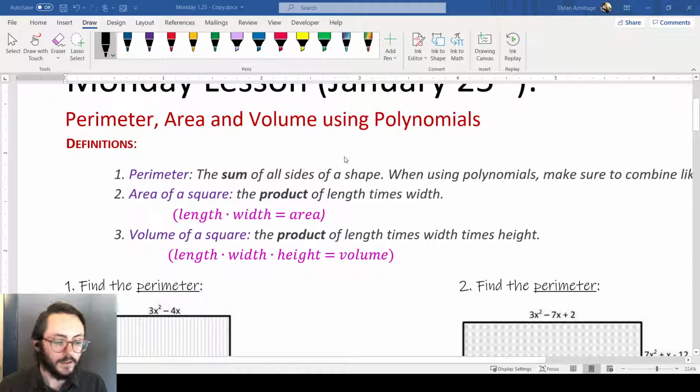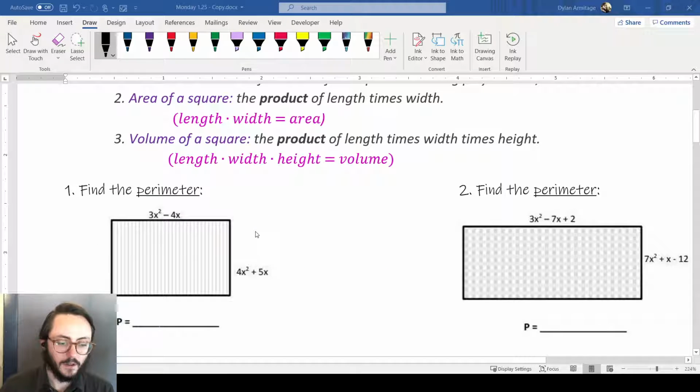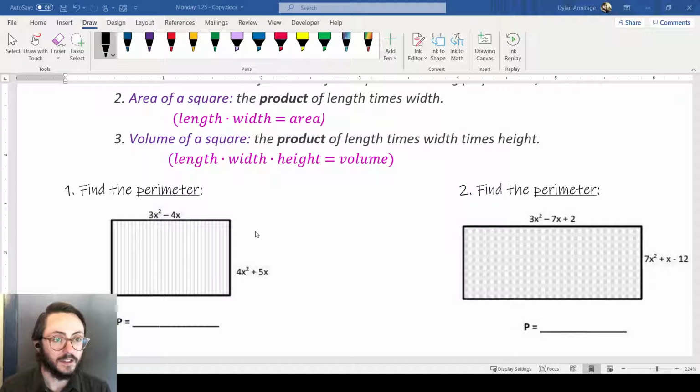Okay. So first off, we need to be aware of these definitions. The perimeter is the sum of all sides of a shape. So when using polynomials, make sure to combine like terms. That's the next word there. The area of a square or a rectangle, really a parallelogram, if you want to go geometry terms, is the product of length times width. So you multiply the length and the width together. And then the volume is similar, only it's length times width times the height as well.